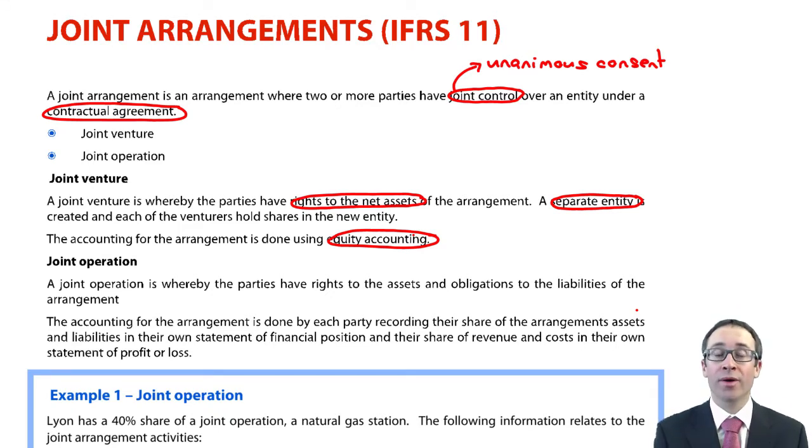So what we're going to do there is account for it exactly like an associate with regards to your equity accounting. Okay. A joint operation is essentially where there is no separate legal entity that is created. So it does tend to happen maybe in the oil and gas industry.